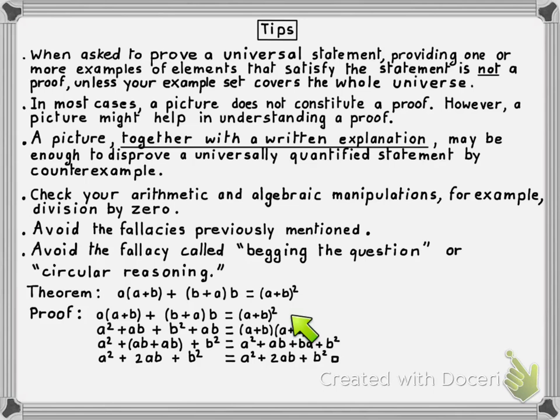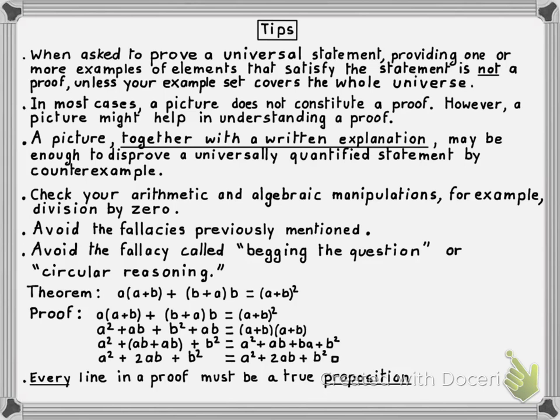So the point is, remember that every line in a proof must be a true proposition that you can justify, or that's obviously true. And let me make that my next piece of advice or tip. Every line in a proof must be a true proposition. What's a true proposition? Well, first of all, it must be a proposition, and that's the crux. So let me give you one more counterexample of a similar proof.